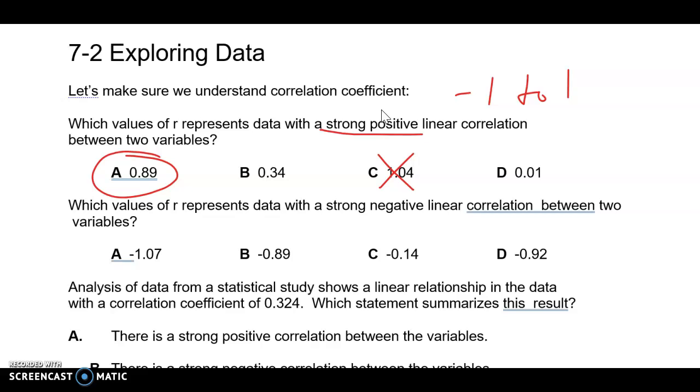And then, which value of R represents data with a strong negative correlation between two variables? I'm going to knock that out because it's not even within the parameter. And then this one is the strongest. So that gives you some information on how to read the R values. Pretend that there's a number line: the closer they are to 1 and -1, the stronger they are.